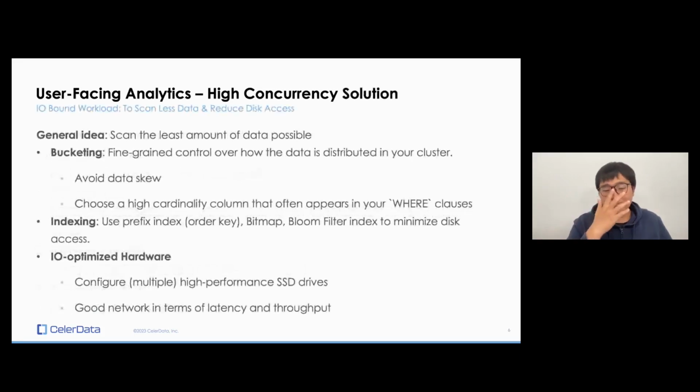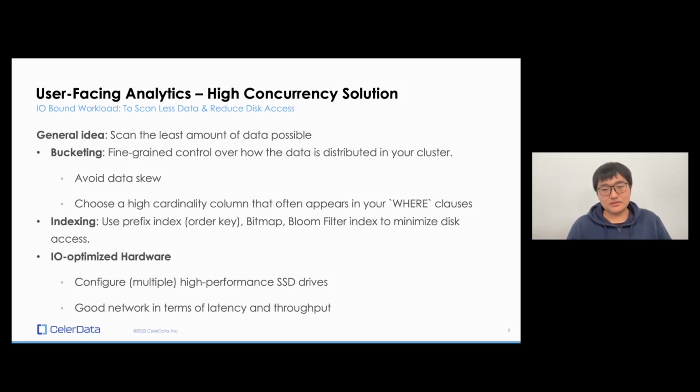So here we talk about some solutions. First, for those IO bound workloads, basically we need to do two things. The first is to scan the least amount of data possible, and to have the least number of disk accesses. This is the general idea, and how to do this works in StarRocks, but also works in other solutions too.